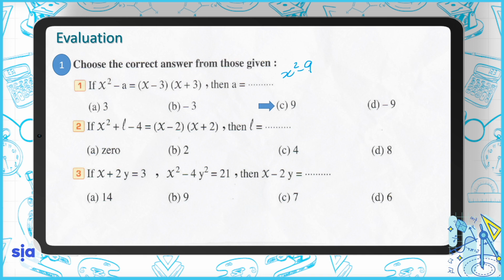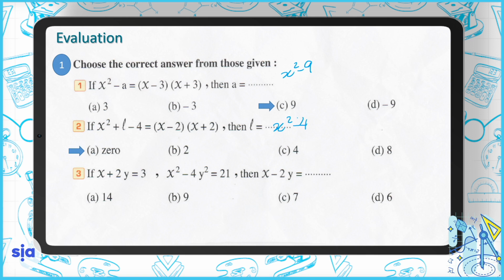Question 2. X squared plus L minus 4 equals x minus 2 times x plus 2. What is the value of L? X minus 2 times x plus 2 will result in x squared minus 4. So there is no place for the L. So in this case, L equals 0.